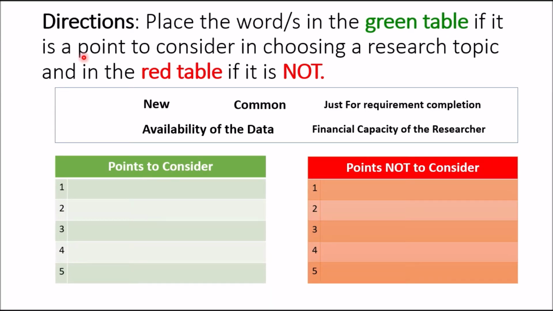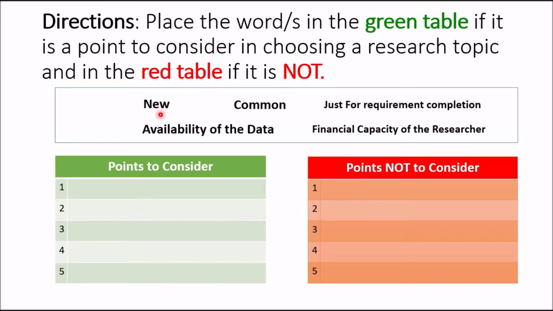So, let's have a review first on what you have learned last time on the points to consider in choosing a research topic. So we have here the direction. Place the word or words in the green table if it is a point to consider in choosing a research topic, and in the red table if it is not. So here are the words that you're going to place to these tables.